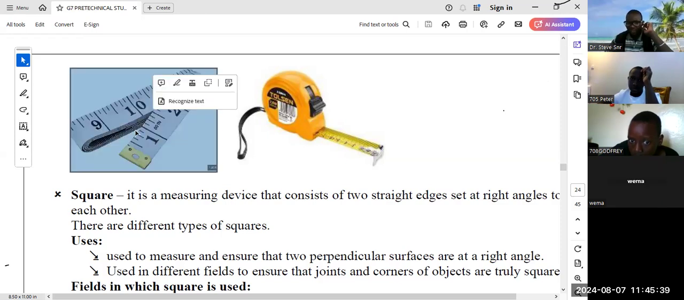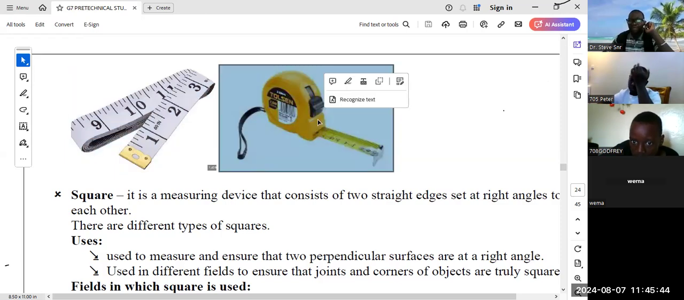This one is flexible. Now you see this one on my right. This one is the one used by those people doing masonry work, carpentry, woodwork. They use this type of tape measure.